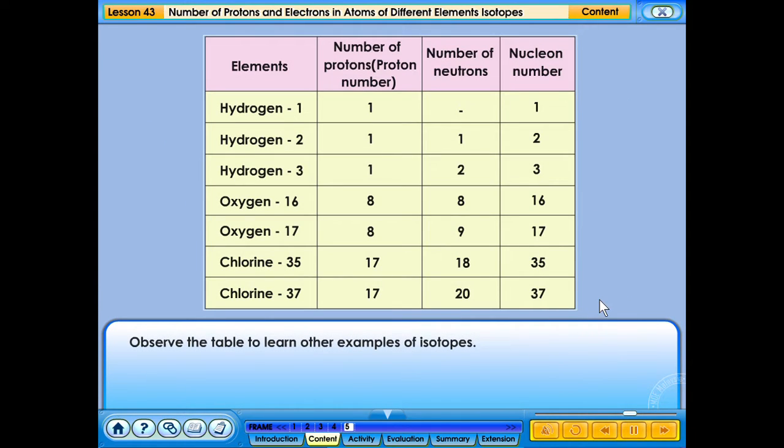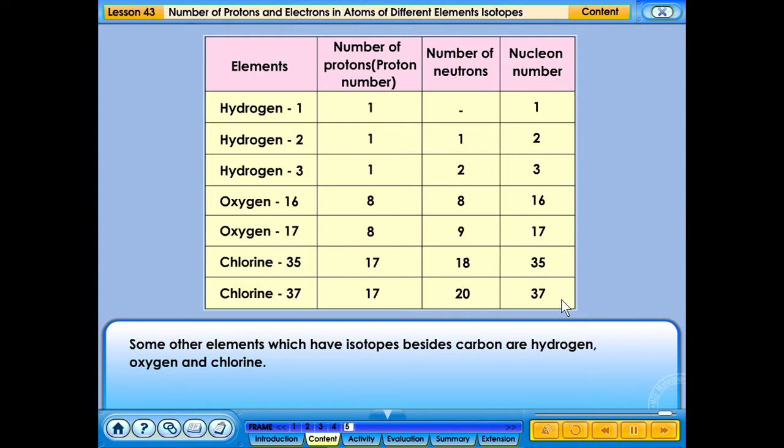Observe the table to learn other examples of isotopes. Some other elements which have isotopes besides carbon are hydrogen, oxygen, and chlorine.